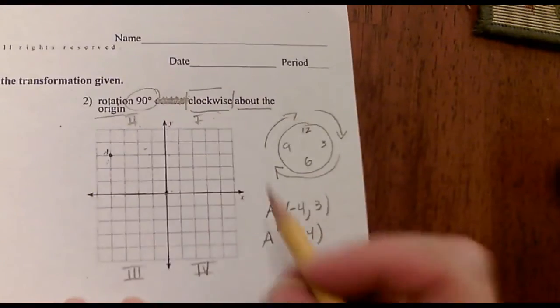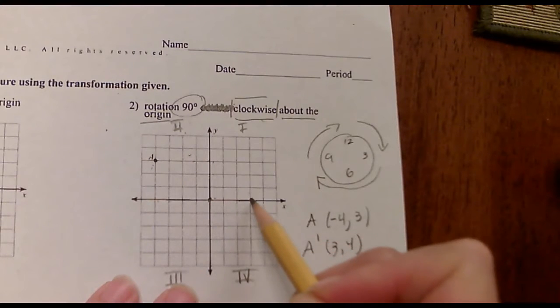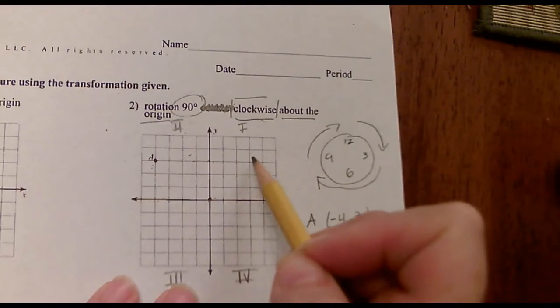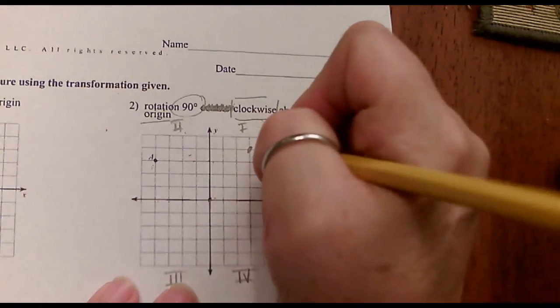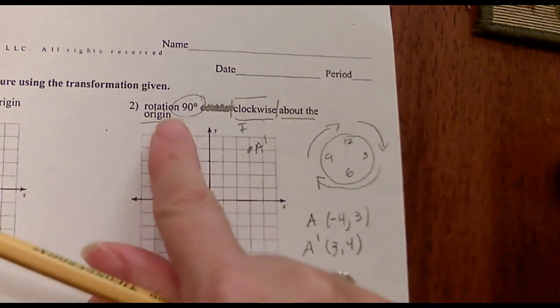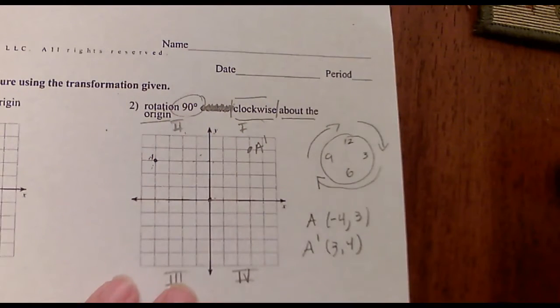Okay. So then I spin it back around and I graph it. 1, 2, 3, 1, 2, 3, 4. And this is where my A prime would be after a rotation of 90 degrees clockwise about the origin. Got it?